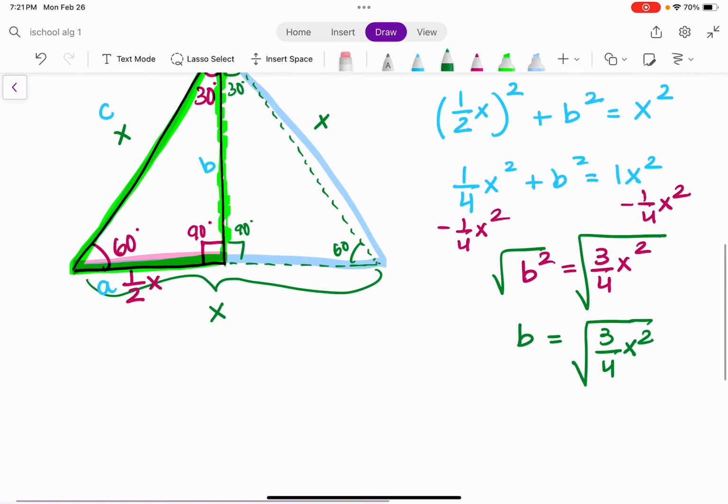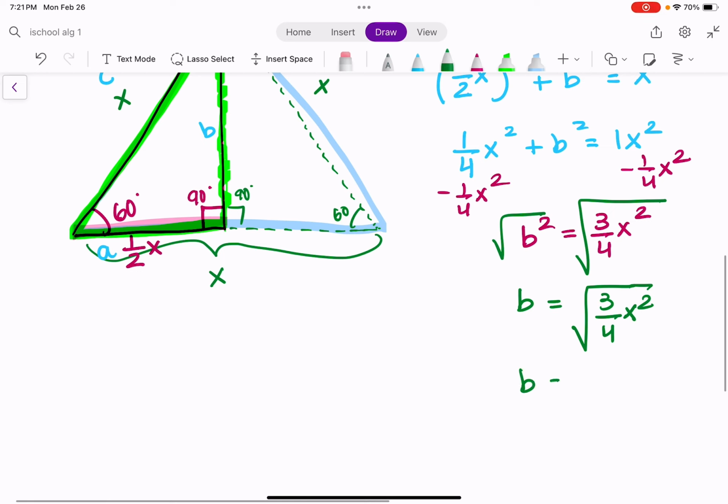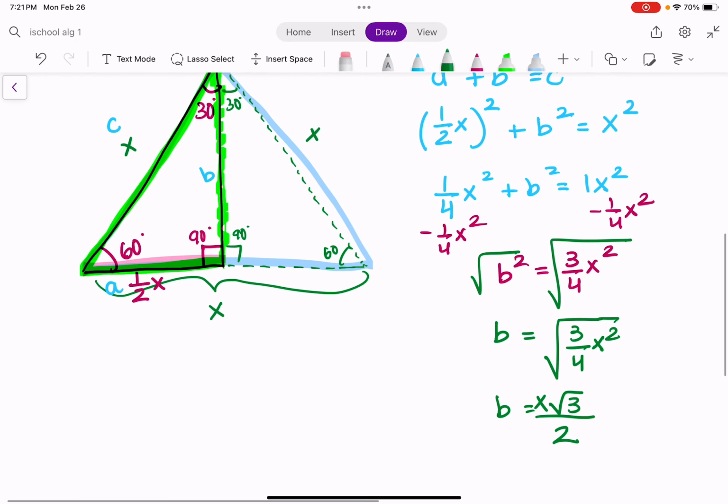But I can simplify this a lot further, right? Obviously, square root of 3 stays a square root of 3, but the square root of x squared just becomes x. And actually, the square root of 4 becomes 2. So this missing side right here is x square root of 3 over 2.